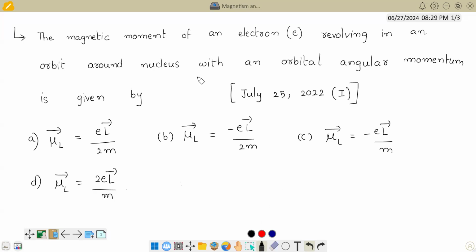Hello student, the question says: the magnetic moment of an electron e revolving in an orbit around the nucleus with an orbital angular momentum is given by. So four options are given. Let us see the diagram of this.